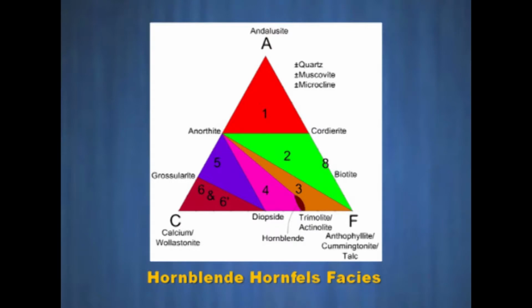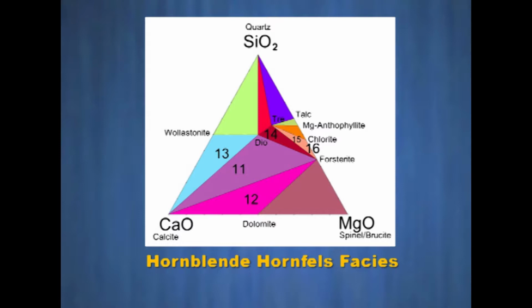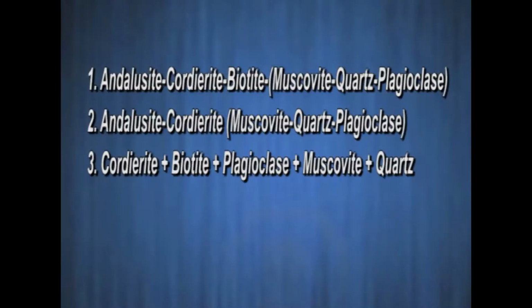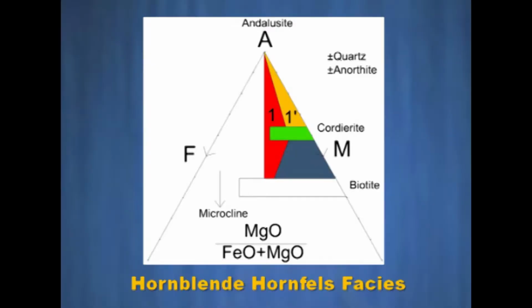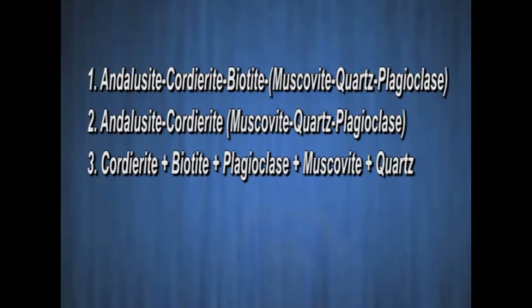Mineral assemblages. See the ACF, AKF and CaO, MgO, SiO2 diagrams on the screen. The pelitic rock assemblages: first, andalusite, cordierite, biotite, muscovite, quartz, plagioclase. Second, andalusite, cordierite, muscovite, quartz, plagioclase. Third, cordierite plus biotite plus plagioclase plus muscovite plus quartz.